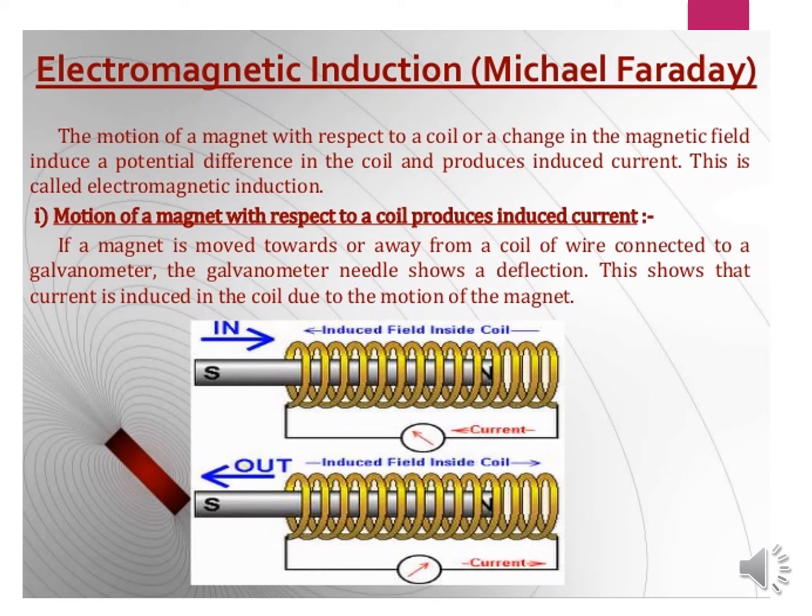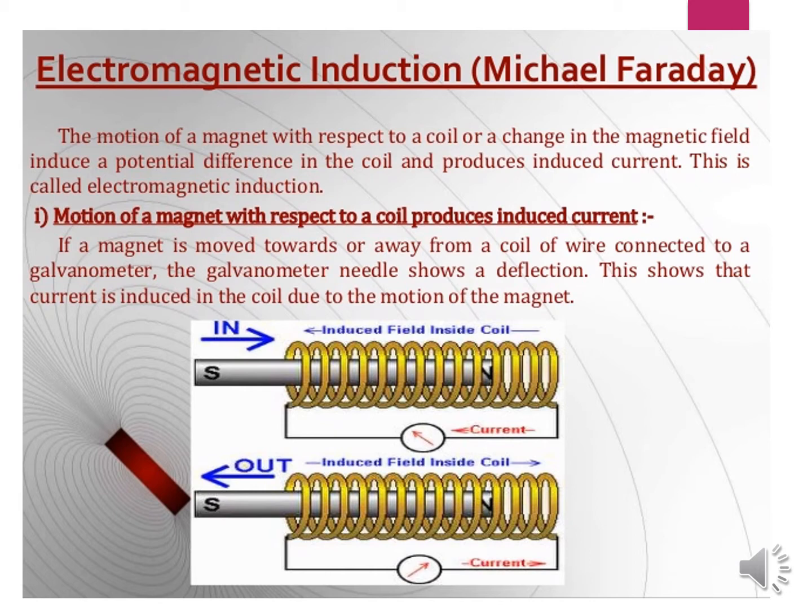Now we have electromagnetic induction, which is explained by Michael Faraday. The motion of a magnet with respect to a coil or a change in the magnetic field induces a potential difference in the coil and produces induced current. This is called electromagnetic induction. It means motion of a magnet with respect to a coil produces induced current.